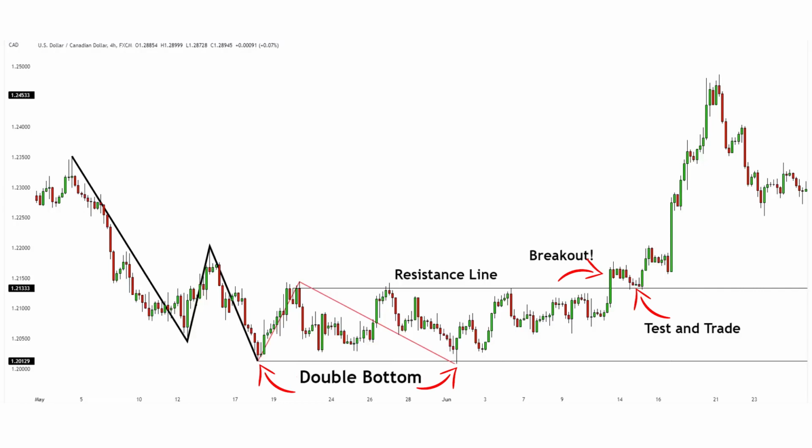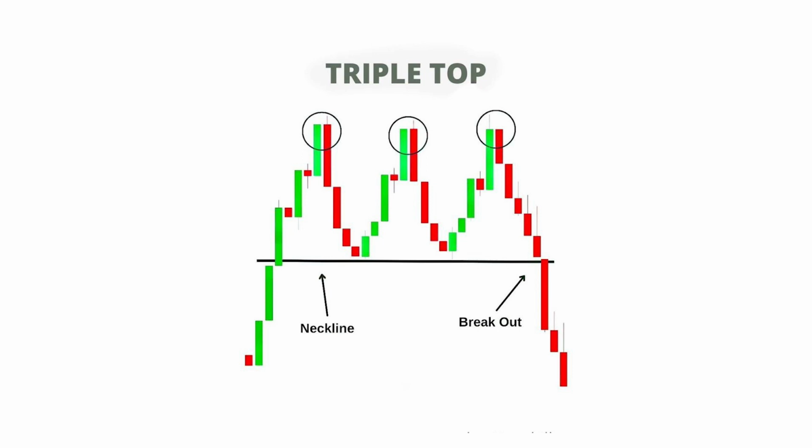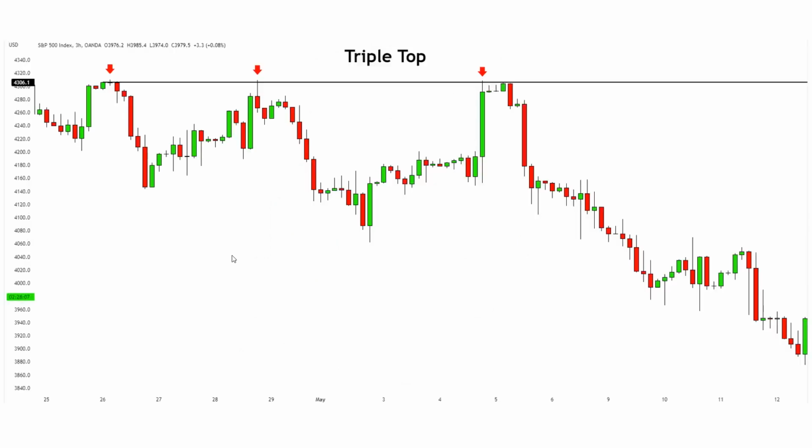What I want you to take away from this example at this point is that chart patterns provide some sort of map to traders in the market. The double bottom is a bullish reversal pattern. The bearish version works in the same exact way. As everything is upside down, it is called a double top.